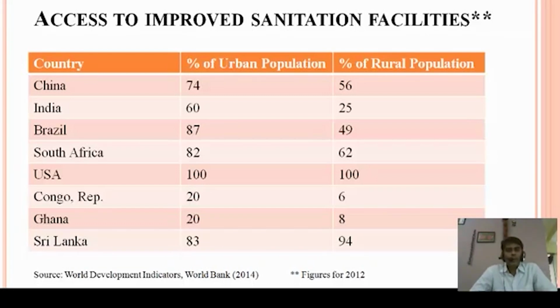Improved sanitation facilities, which we have seen in the previous figure, we can find here that the United States is one of the countries which has better access to improved sanitation facilities, in both rural and urban areas, while a country like Ghana has only 8% people having improved sanitation facilities in rural areas, while 20% in urban areas. In India we find only 25% of rural population having improved sanitation, while 60% of urban population has improved sanitation facilities. China, 74% of urban population, while 56% of rural population, a much better condition than India.